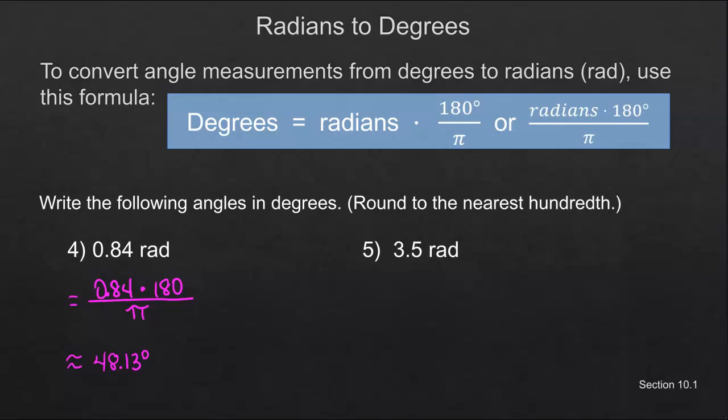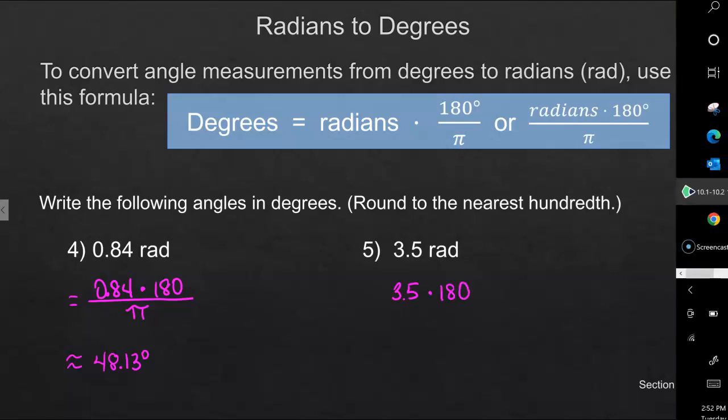Okay, so next we're going to take 3.5 radians, multiply by 180, and then divide by pi. Hopefully you guys are getting really good with formulas. When we round it, it is 200.54 degrees.